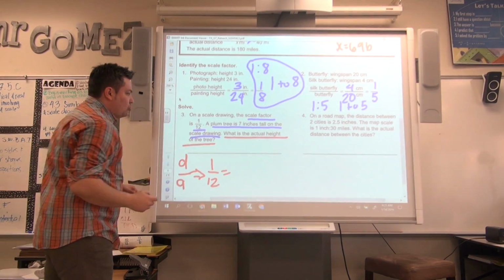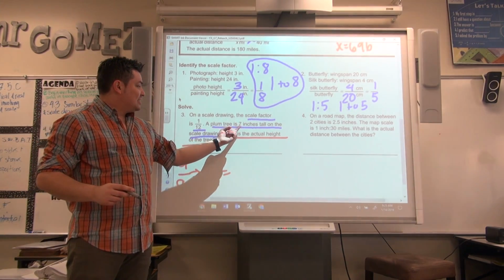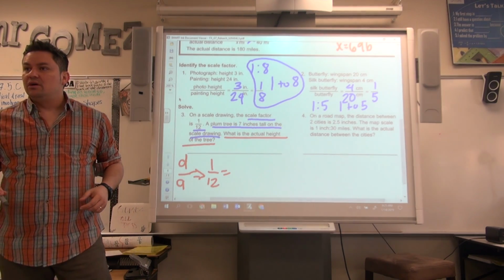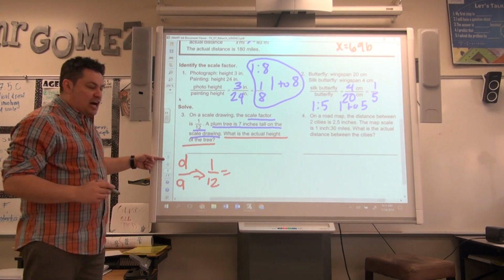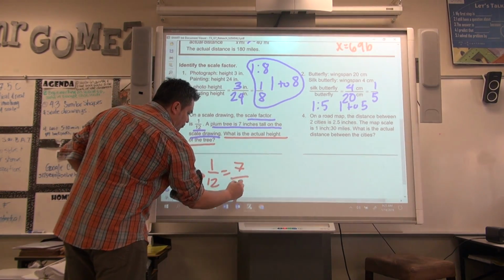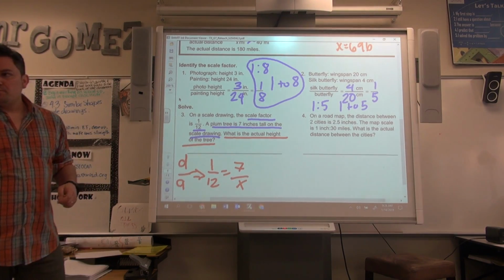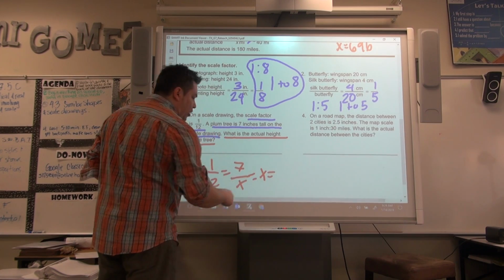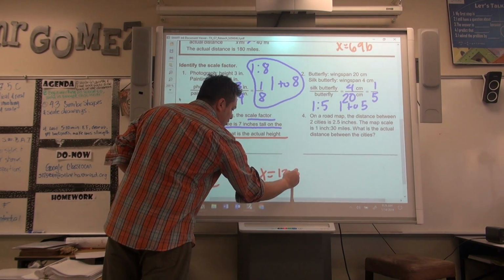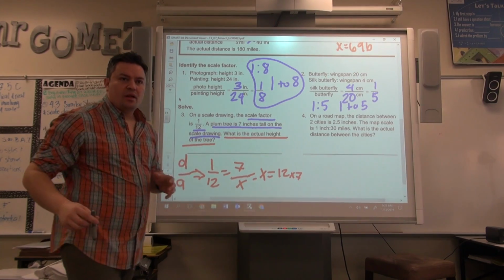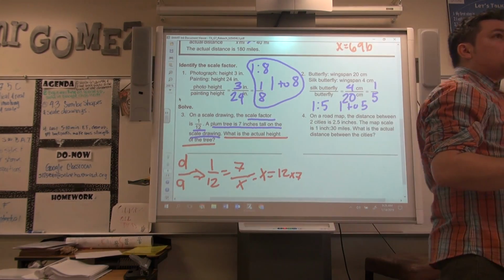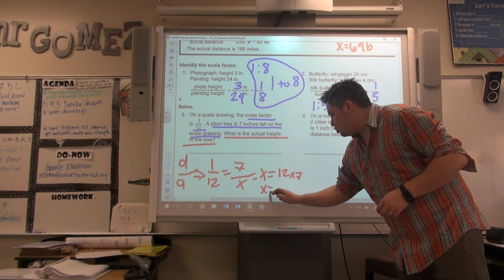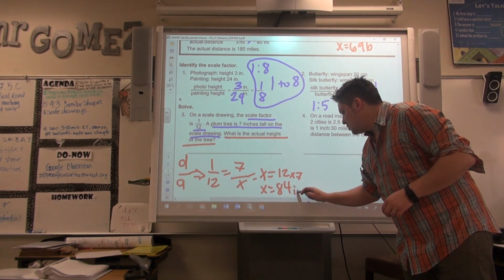Now, equals to, what am I given? Plum tree is 7 inches tall on the scale drawing. Where is the 7 gonna go, top or bottom? Top, because I have the drawing on top, right? That's 7, and I'm looking for x. So 1x equals 12 times 7, which is what? 60 and 24 is 84. Yeah. So x equals 84, divided by 1. That's it.